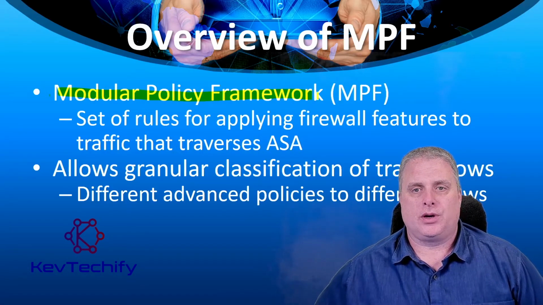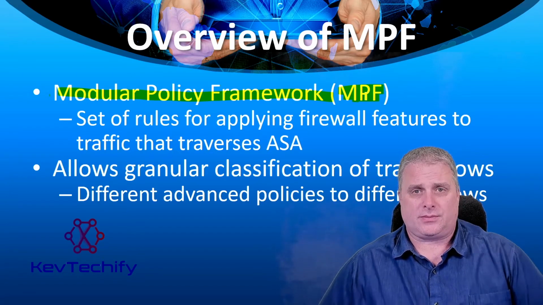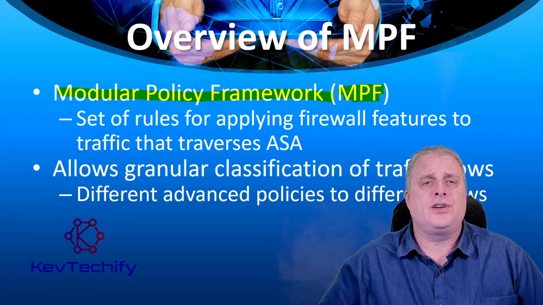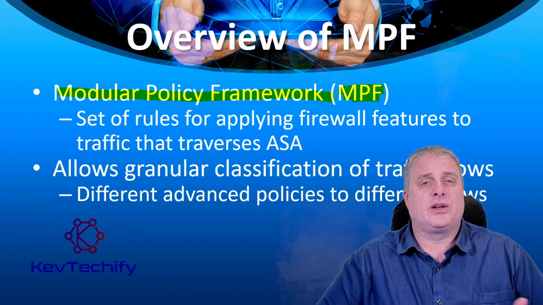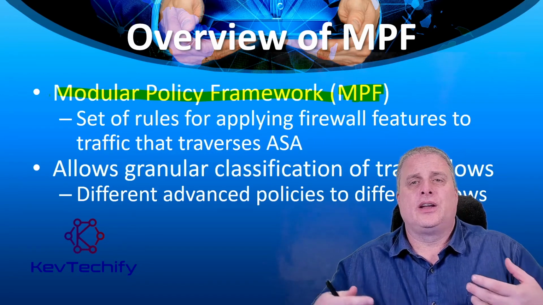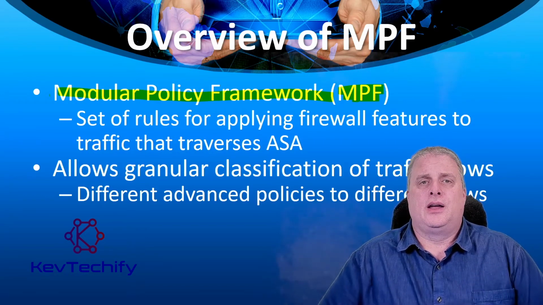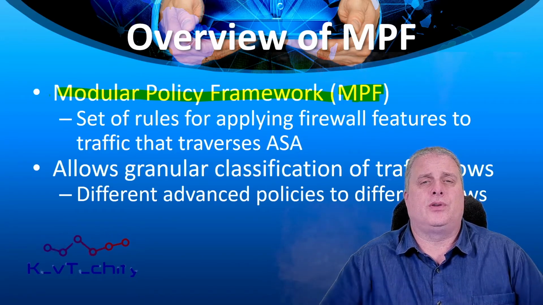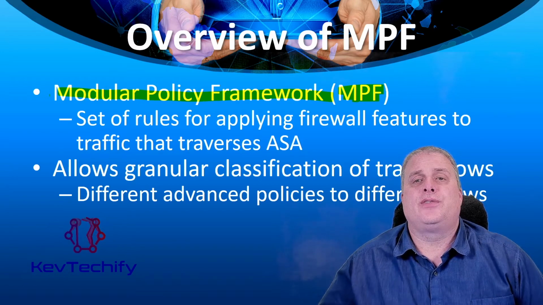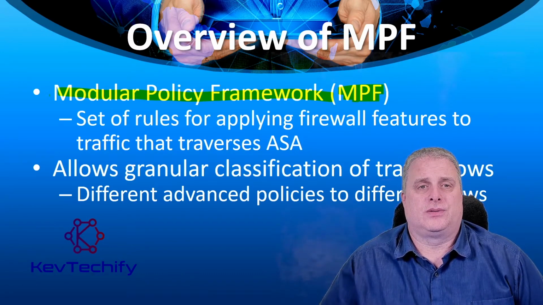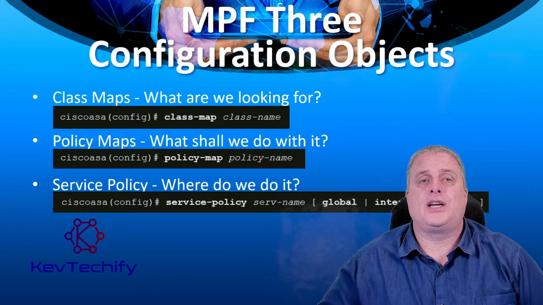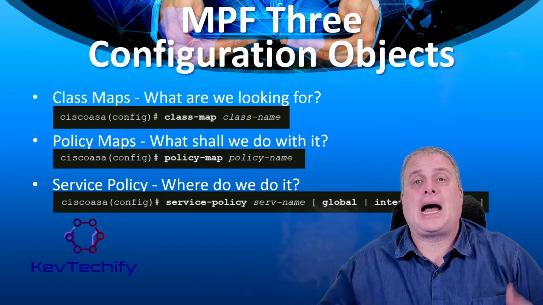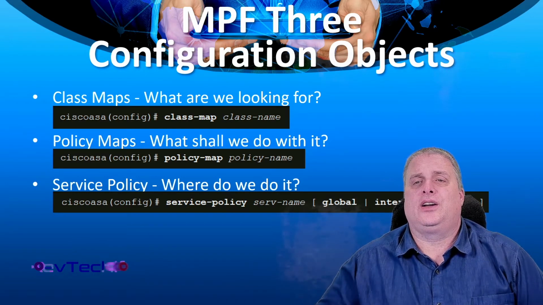Modular policy framework, typically referred to as an MPF. This is a configuration that defines a set of rules for applying firewall features such as traffic inspection and quality of service to the traffic that traverses the ASA. Modular policy framework also allows granular classification of traffic flows, which enables the application of different advanced policies to different flows. The Cisco Modular Policy Framework uses three configuration objects to define modular, object-oriented, hierarchical policies.